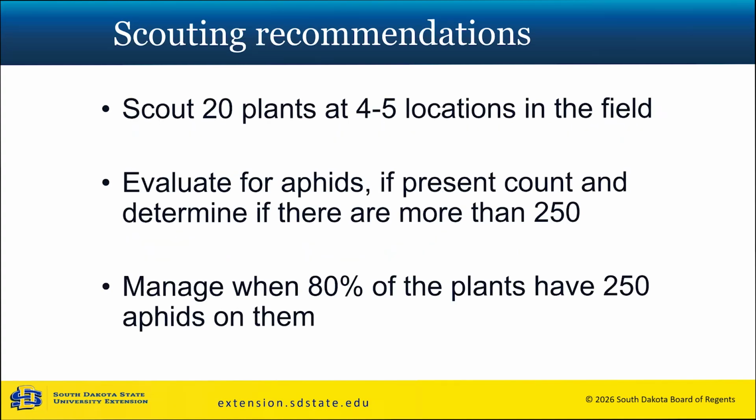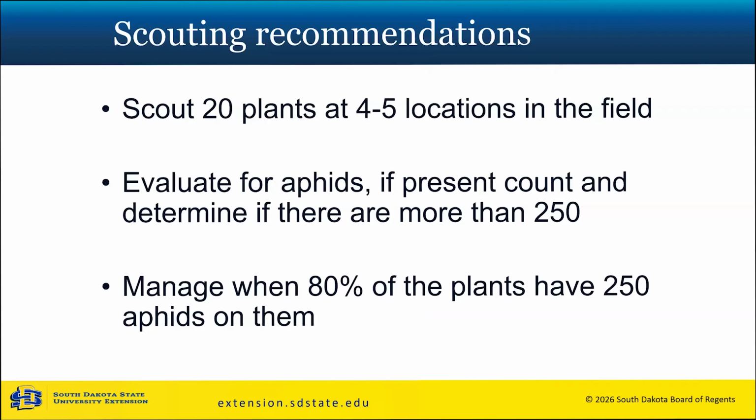Soybean aphids have hot spots here and there, and they can show up quickly and exceed thresholds quickly. So that's why with all insects and aphids, we highly recommend that you go out to your field and you scout, right? You go and look for what issues you may have. So just scouting recommendations, look at 20 plants at 4 to 5 locations in the field, either walking in a zigzag pattern or W pattern, and then look for aphids and determine if there are more than 250. When 80% of those 20 plants have 250 aphids or more on them, that's your economic threshold. That's when you want to think about chemical management.